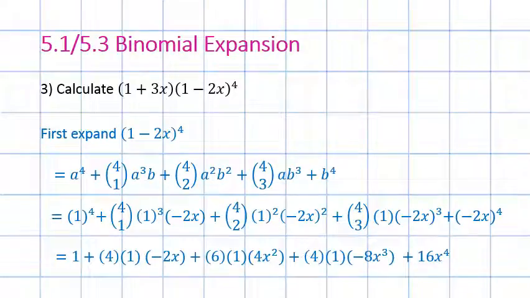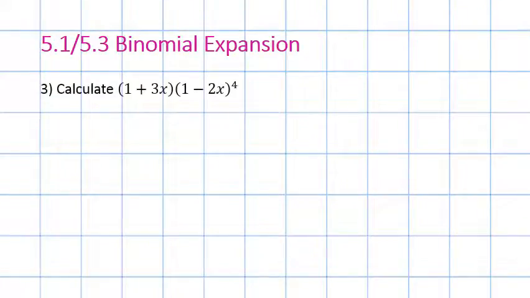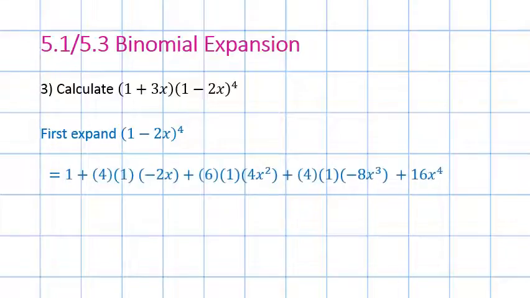Okay, so now your 4c1 is 4, your 4c2 is 6, your 4c3 is 4. Obviously 1 to the power of anything is all 1, so that's really easy. So I just have to make sure that my minus 2x stays minus 2x, my minus 2x squared becomes 4x squared, my minus 2x all cubed becomes minus 8x cubed, and my minus 2x to the power of 4 becomes 16x to the 4. Okay, so that's where our last slide was up to. So let's expand this all out.